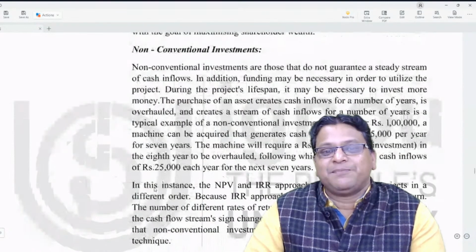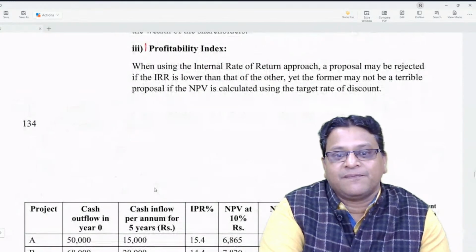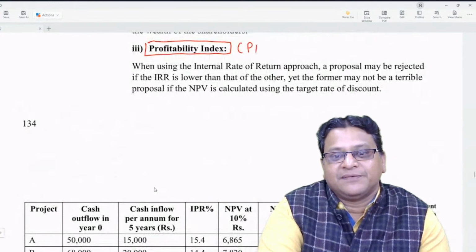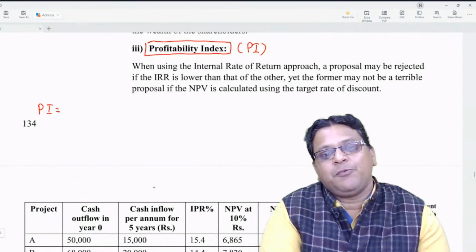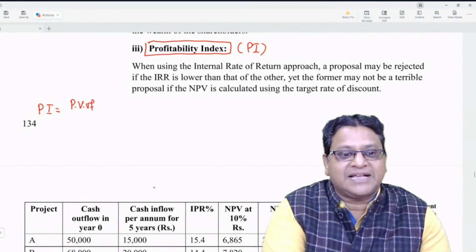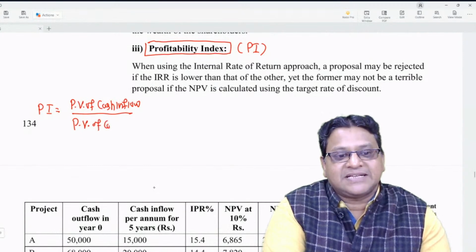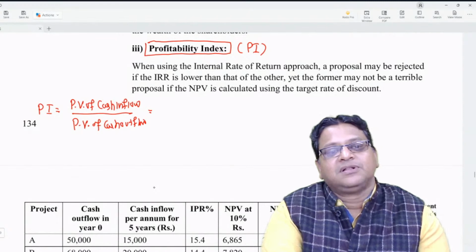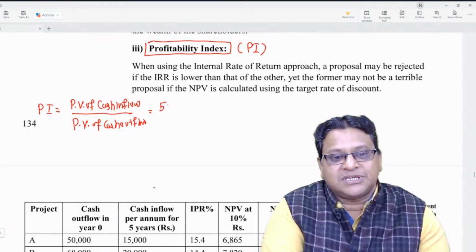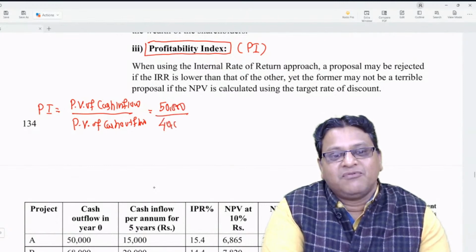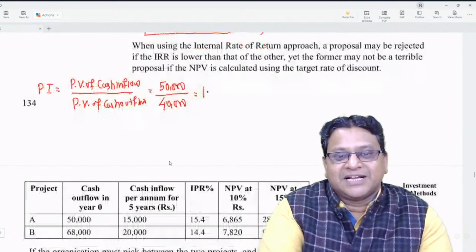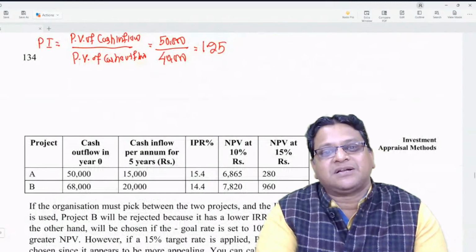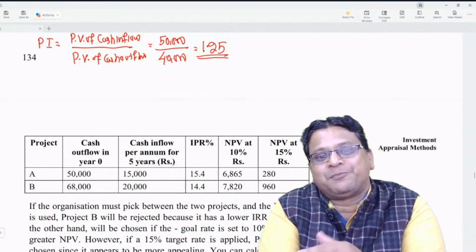Next, another method is the profitability index method, or PI method. In the PI method, we calculate the profitability index. PI is equal to the present value of cash inflows divided by the present value of cash outflows. Let's take an example. The present value of cash inflow of a project is 50,000 and the present value of cash outflow is 40,000. So what is the PI of the project? The PI is 1.25. What does it mean? It means that if you put 1 rupee in this project, that 1 rupee will become 1.25 rupees.